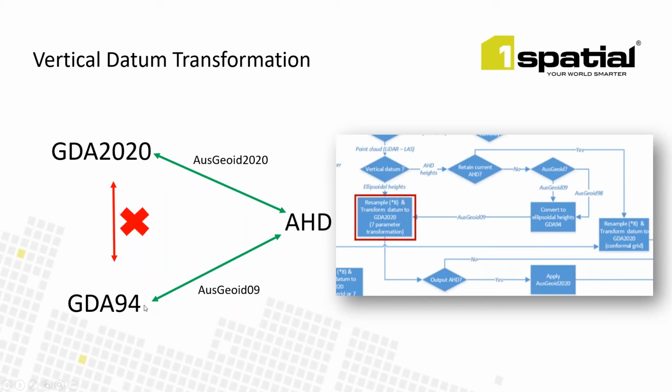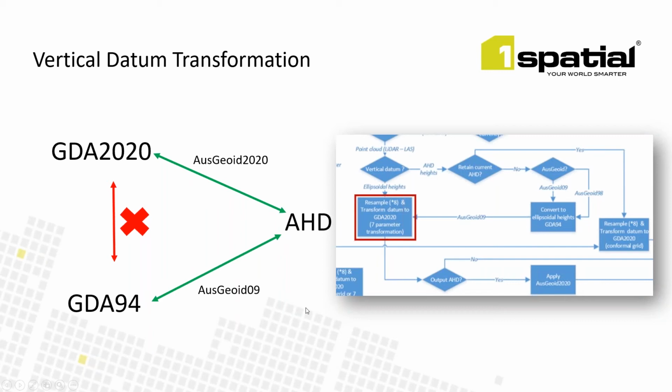And the other thing to remember is, if you have already calculated the AHD height in data that you collected using the GDA94 ellipsoid, then you don't need to recalculate it using the GDA2020 ellipsoid, because you have already calculated it using GDA94, and you cannot achieve any more precision or accuracy by converting into GDA2020 and back to AHD. So in that case, you can just convert the horizontal coordinates and keep the AHD height as it is.